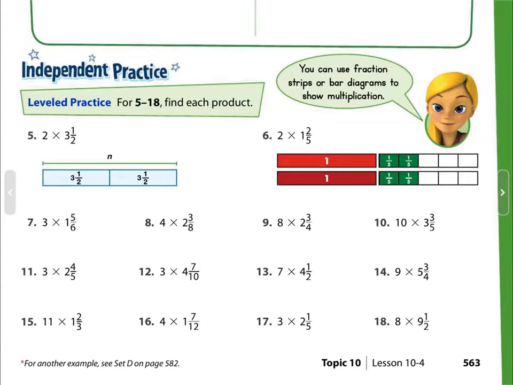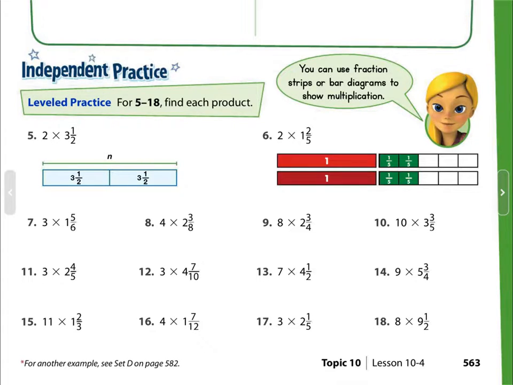All right, we're going to do 2 from your independent practice just as a little bit extra practice today, and then you'll be responsible for the rest of your independent practice on your own. So we'll do number 5 and 6 together, and then you'll be on your own for 7 through 18 in the back. All right, so number 5 reads 2 times 3 1/2.